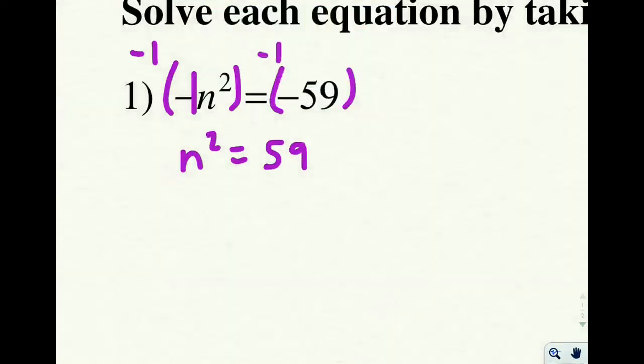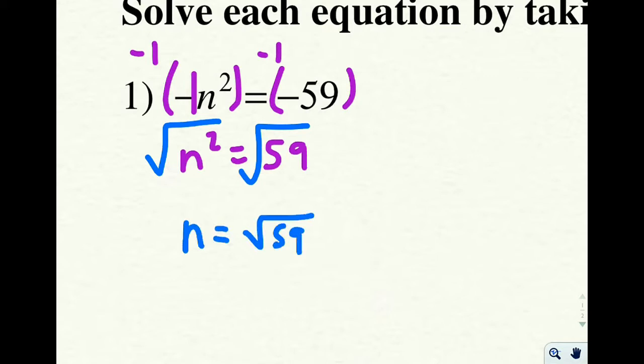Now we can square root both sides, and when we do that, we're going to get n equals square root of 59. That's what we're used to doing. However, one of the things that's interesting about taking a square root, when you are undoing a square and you have applied the square root, you need to remember to write plus or minus before you do it, meaning that your answer is going to be positive or negative square root of 59.